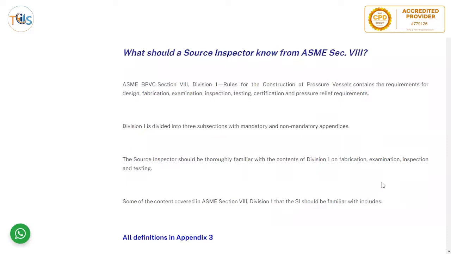The source inspector note from ASME Section 8. The Section 8 Division 1 rules for construction of pressure vessel contains the requirements for design, fabrication, examination, inspection, testing, certification, and pressure relief requirements. Division 1 is divided into 3 subsections with mandatory and non-mandatory appendices.